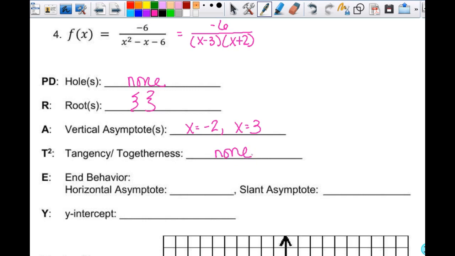Do I have a horizontal asymptote? Yes, it is bottom heavy, so the answer is yes. So that would be y equals what? 0. Good. Then there is no slant asymptote. Y-intercept, 0, negative 1? Because these are going to zero out, so you got negative 6.